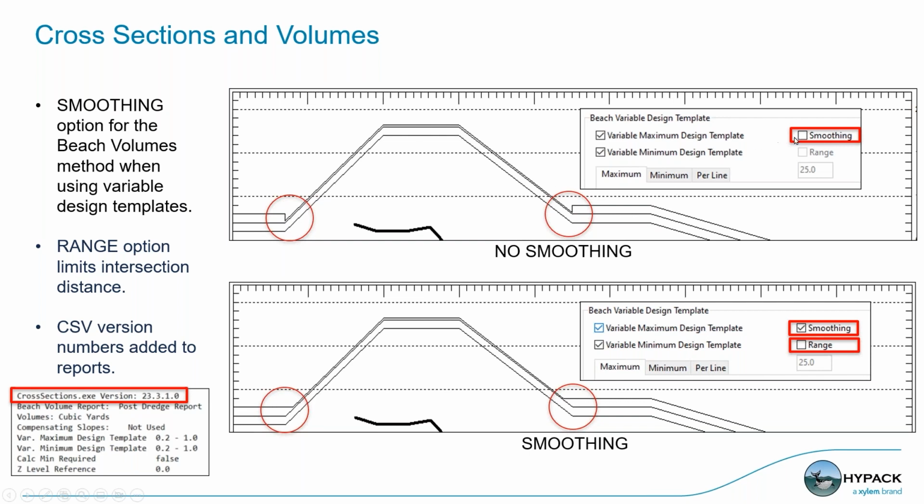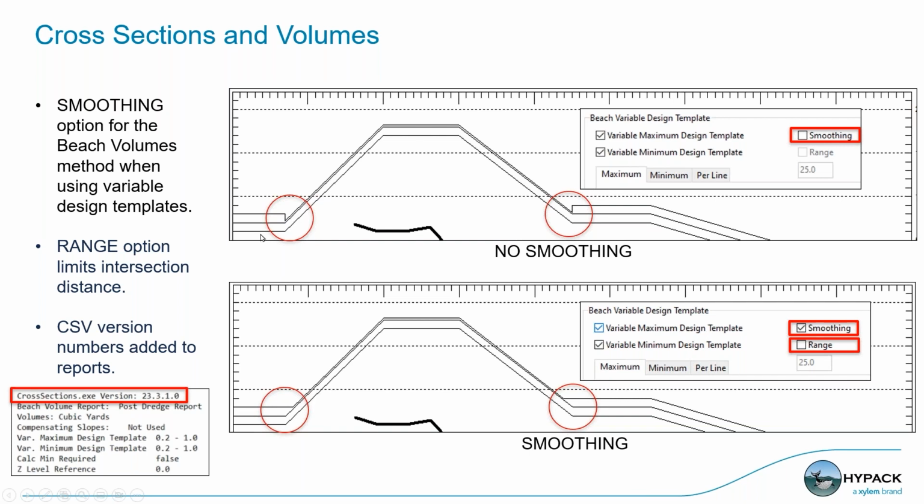So we put in this smoothing option, this little checkbox over here. Basically what it does is it forces the transition into the slope. There's also a range option, which limits the range to the value that's entered here. So any gap that's larger than that value will not be used or accounted for in the volume calculation.